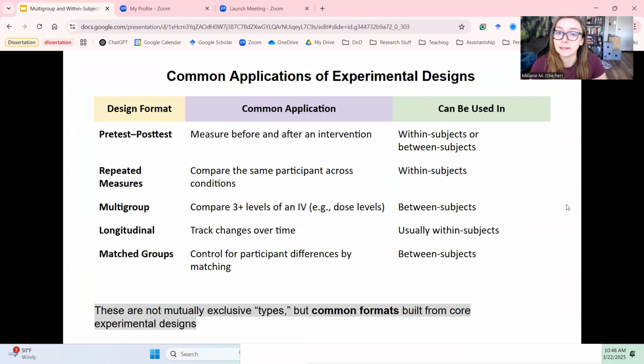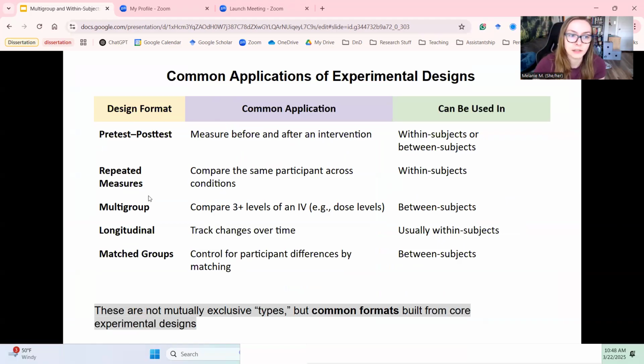That being said, that's a whole lot of information very quickly, so I love a graph. So here are some common applications for experimental designs. Again, these are not mutually exclusive types. It's just the easiest way to teach it. Very often you're combining different types. It depends on the research question.